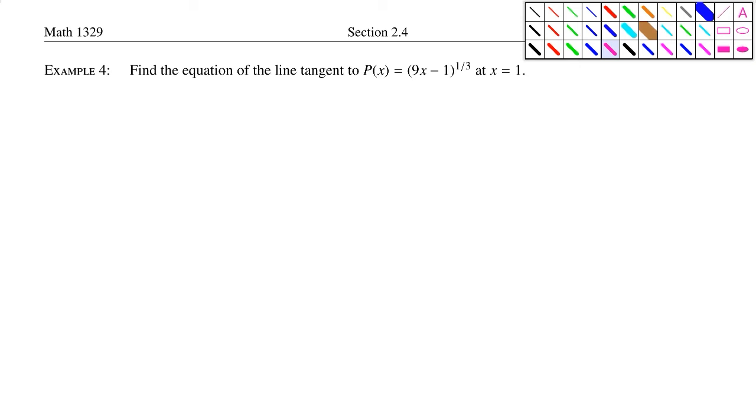Example number 4. Find the equation of the line tangent to p of x is equal to 9x minus 1 quantity raised to the 1/3 power at x is equal to 1. So if we're looking for a tangent line, then that tells me I need a derivative. And in order to find the equation, I know I'm going to need two parts. I'm going to need a slope, and I'm going to need the actual point that the function passes through at the target, which is x equals 1.